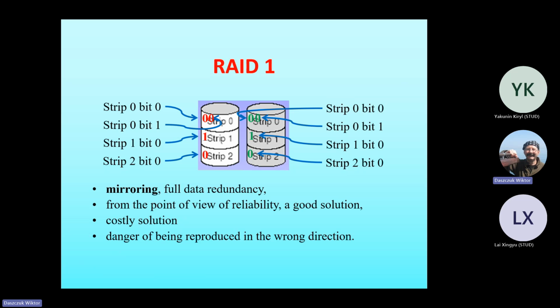It could be done in n-mode redundancy. If we have 3 disks, we can vote. But such a solution is not used for ATP because it's too expensive. Maybe in space devices, I don't know. That's RAID 1.